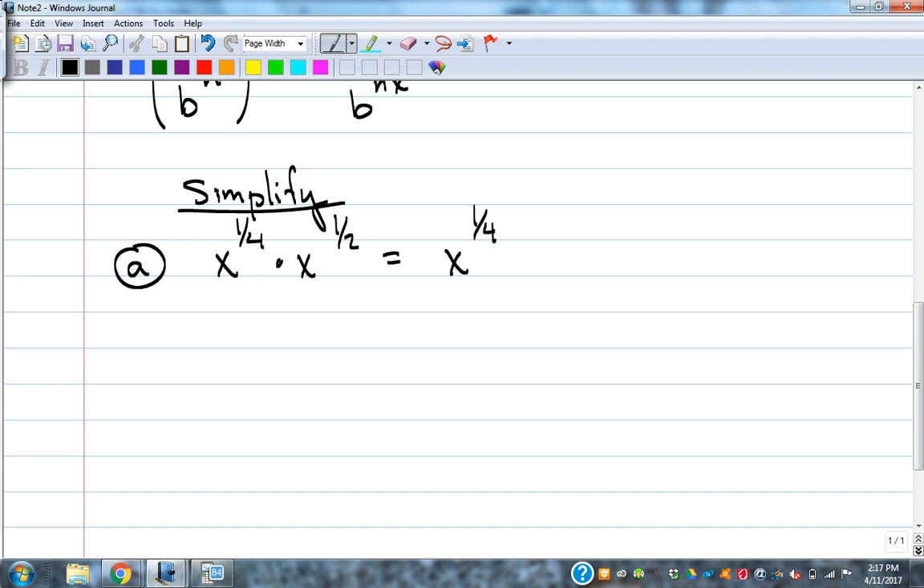You add them. 1/4 plus 1/2. I don't care how you add that. If you use the calculator to do it, fine. If you do it in your head, even better. Whatever you got to do to add and subtract, or add those exponents. 1/4 plus 1/2. So that'd be 1/4 plus 2/4 is 3/4.